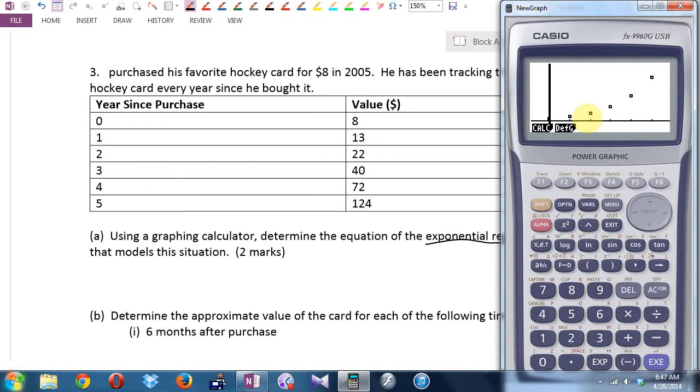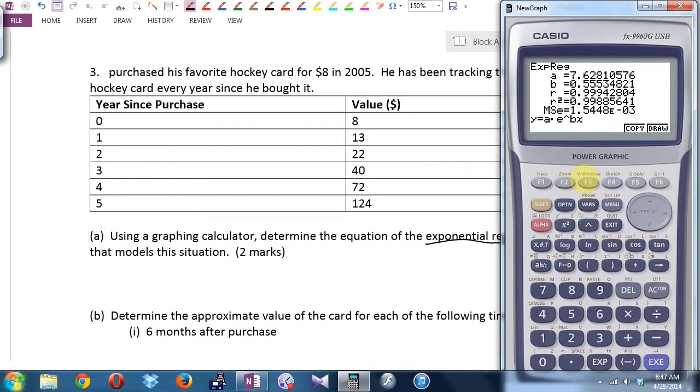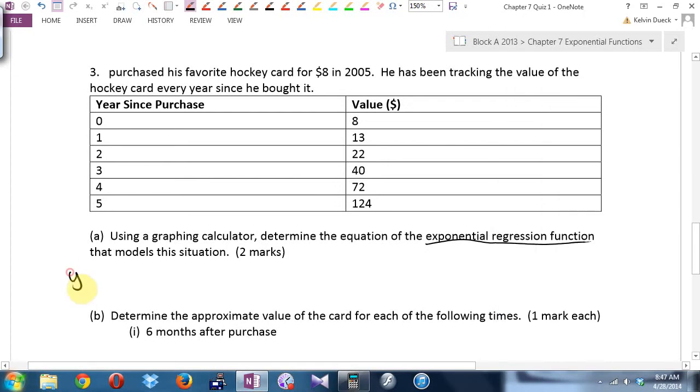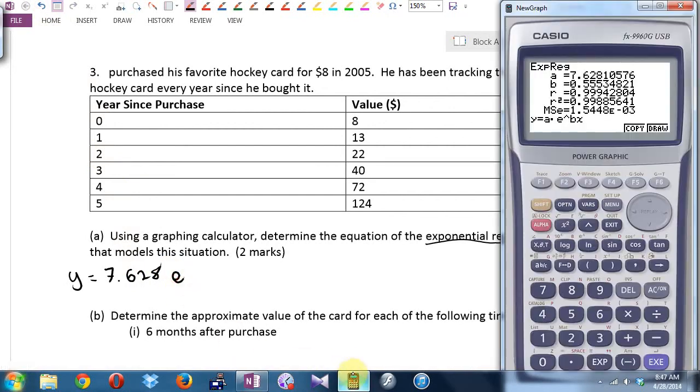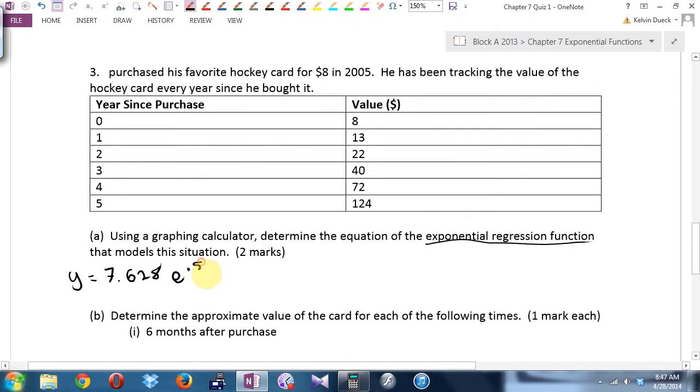Flunk and find out. Calculate. Exponential. So I'm going to get this equation, y equals 7.628 e to the 0.555. For you guys that have y equals, you'll still have the 7.628. What do you have as your base?